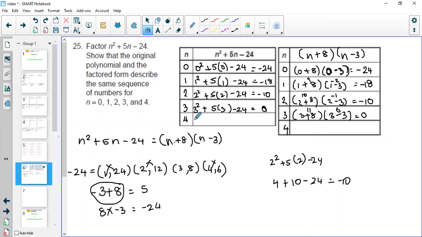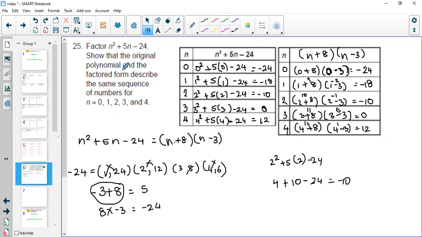The last one is 4 squared plus 5 multiplied by 4 minus 24. So that's going to give you 4 fours are 16 plus 20. So 16 plus 20 is 36. 36 minus 24 is going to give you 12. Let's check whether that's true. 4 plus 8, 4 minus 3. So 4 plus 8 is 12. 4 minus 3 is 1. 12 multiplied by 1 is 12.